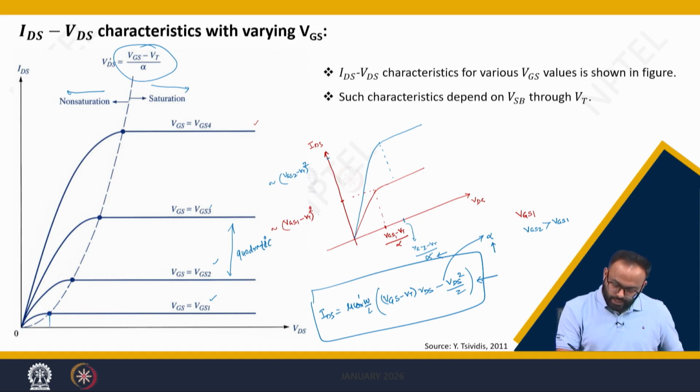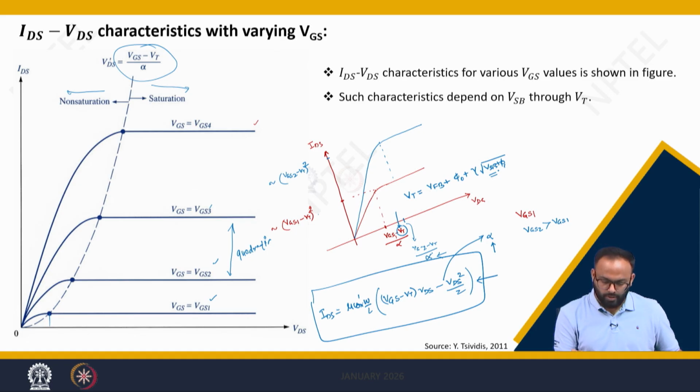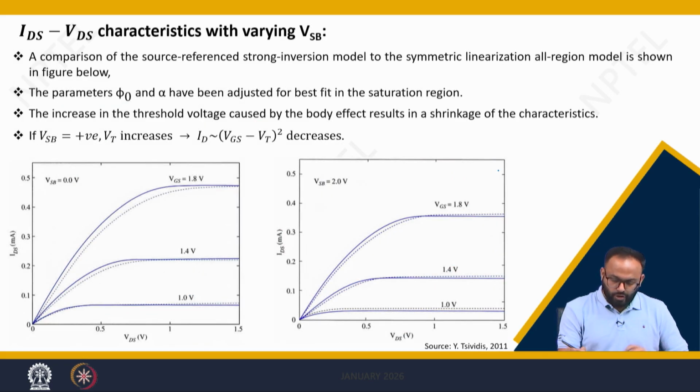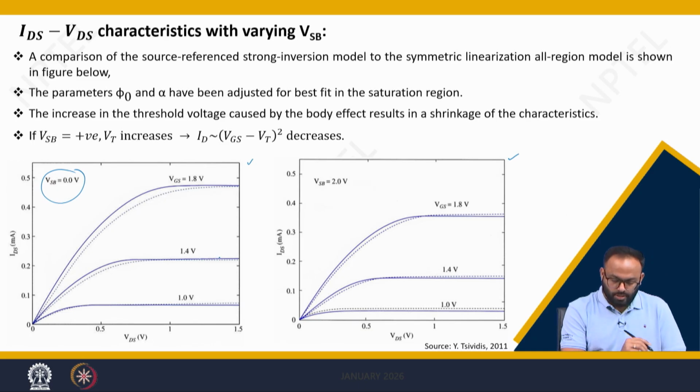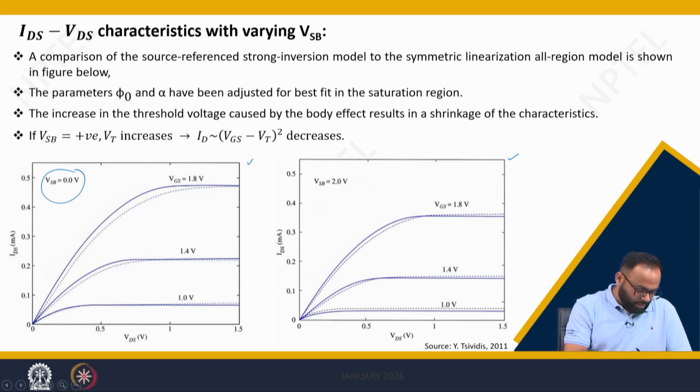Now here another factor I need to mention is that it depends on VT, the threshold voltage, which is nothing but the flat band voltage plus phi naught plus gamma times the square root of VSB plus phi naught, meaning this threshold voltage is dependent on VSB. So how can we justify this VSB value? Let us consider the plot of the ID-VD curve for different values of VSB. If VSB is 0, the plot will be similar to what we have discussed earlier. But what will happen if you increase the value of VSB?